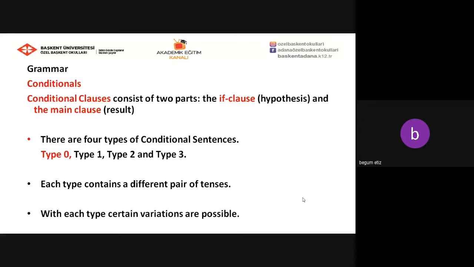There are four types of conditional sentences, type 0, type 1, type 2, and type 3. Today, we're going to analyze type 0. Each type contains a different pair of tenses. With each type, certain variations are possible.